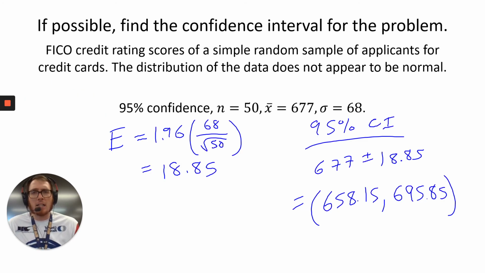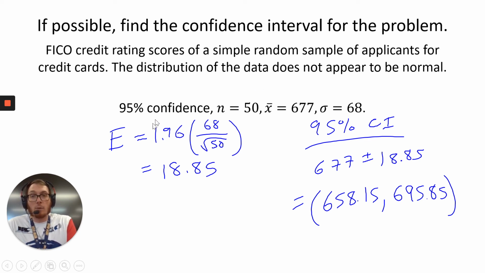Okay, this says, if possible, find the confidence interval. So we're just going to go through these last 2 questions just to recap how to find confidence interval. This says the distribution of the data does not appear to be normal. So that's a red flag. That's a red flag saying, well, I may not be able to do this. But it's okay here because n is 50.